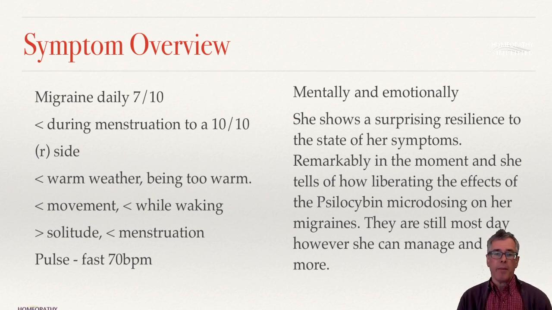Well, that symptom came back, and we actually used arnica when it was at its worst, and it's kind of a layer of her recovery. So, of course, things are worse during her period, and these are some of the symptoms I was able to use: worse warm weather, worse movement, worse while waking, better being alone, worse menstruation, and she had a fast heart rate too, just all the time.